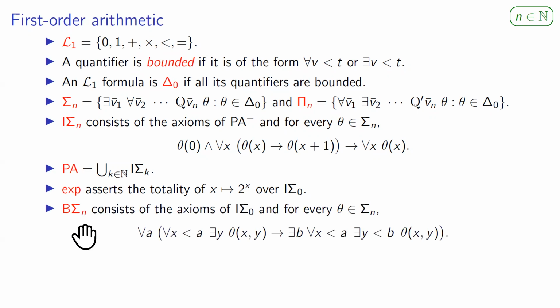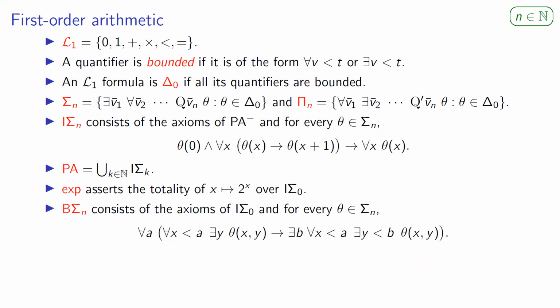Another theory, collection, I denote by B sigma n. As base axioms, it has I sigma 0, and it has a sigma n collection scheme, which says that whenever we have a sigma n definable multifunction with a bounded domain, then I can bound the codomain such that the multifunction remains total. This is what B sigma n says.